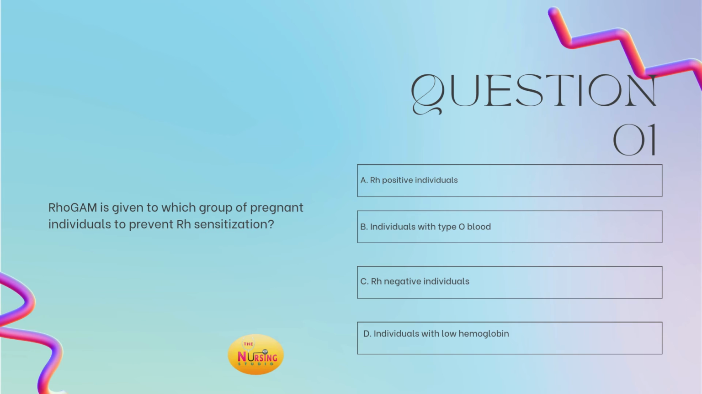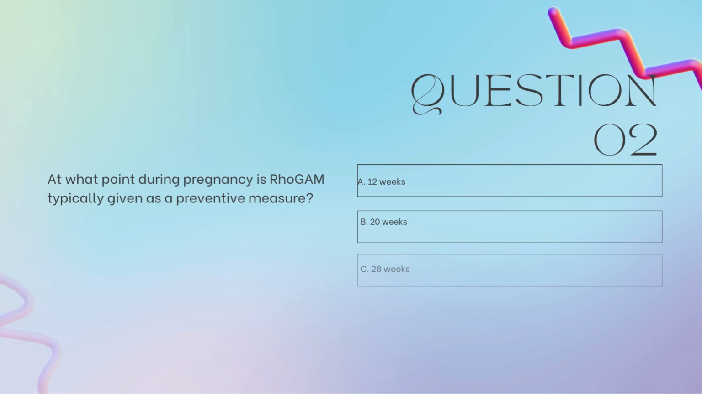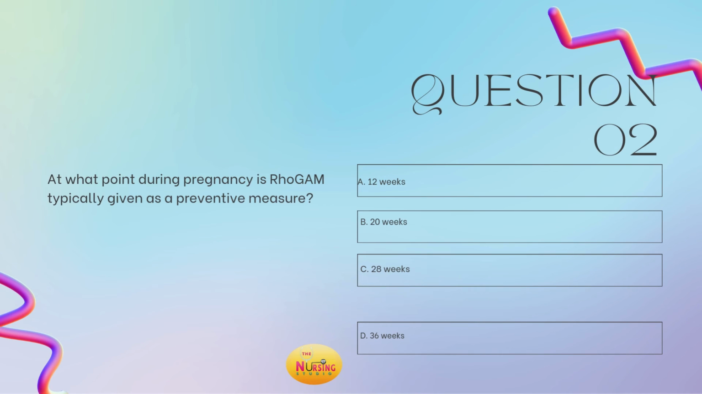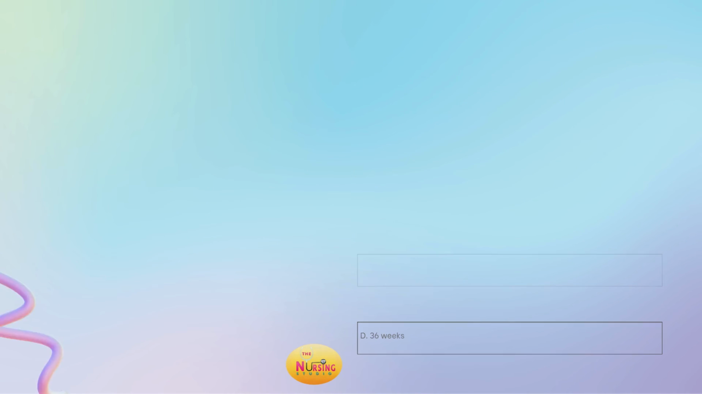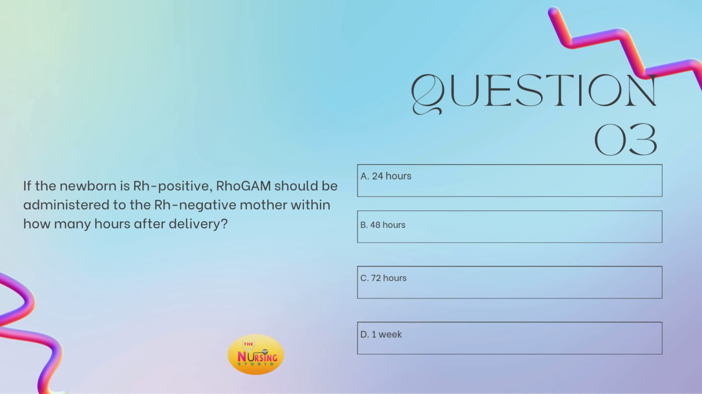So we give this preventatively to moms who are Rh negative, okay? We give the preventive dose injection at 28 weeks. That's what question 2 was discussing. The preventive dose is given at 28 weeks. Now, after mom delivers the baby and we know that the newborn is Rh positive, we then give the second injection 72 hours after delivery. Okay?